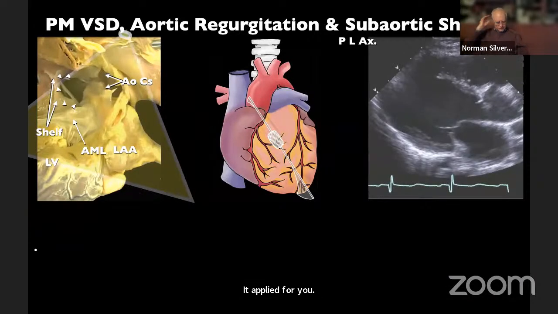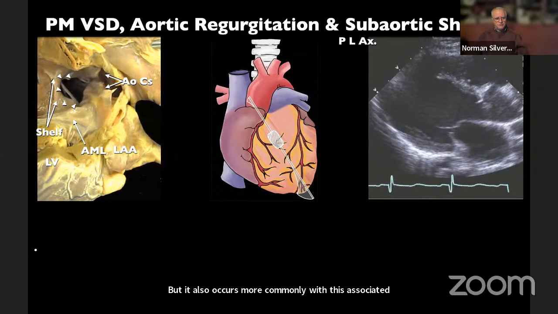Okay, now one of the frequent associations of perimembranous ventricular septal defects is the presence of a subaortic fibrous shelf. And this occurs commonly with VSDs, but it also occurs more commonly when there's associated coarctation. So here's an example of a specimen that shows the position of the aortic cusp and the fibrous growth across the membranous septum of this fibrous shelf of tissue.